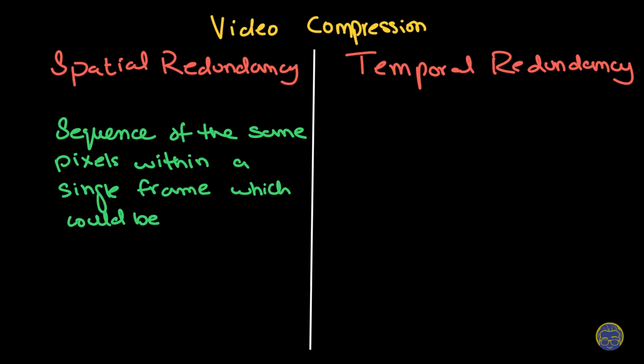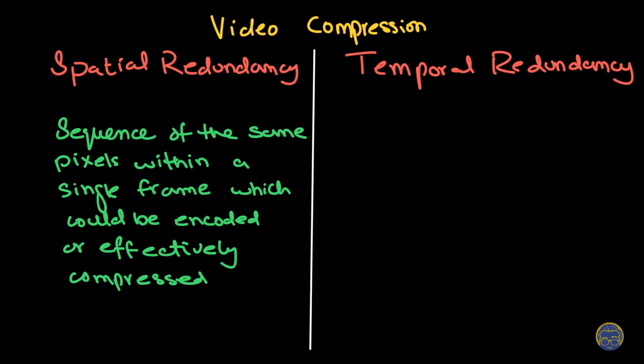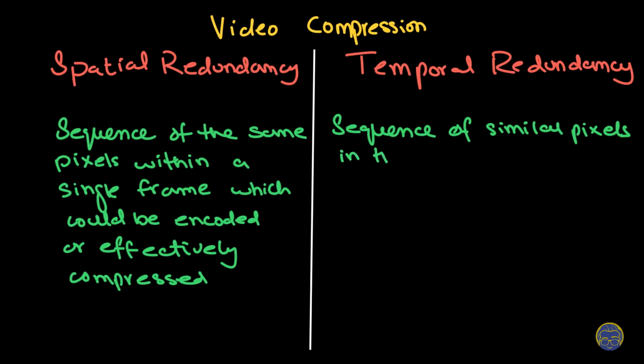And then we have temporal redundancy, in which we see that there are a sequence of similar pixels in the same position in consecutive frames, in which case we do not need to repeat them in each frame. It will depend entirely on the content. A room full of people discussing or dancing will not compress as well as a panoramic view of a beauty spot.